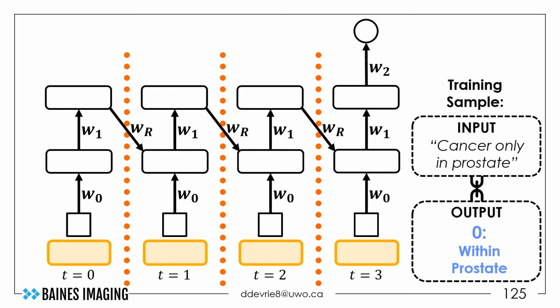Now that we have found where all the parameters that we need to optimize during training are, we can start to think about how we are actually going to, in principle, train this network. Like all other neural networks, we train using a training sample. Here, the training sample would consist of an input, maybe a sentence, "cancer only in prostate", and a known output, which in this case would be classification 0, it's within the prostate. So we would take our input, "cancer only in prostate", and feed it forward through the network with whatever values of W0, W1, WR, W2 that we have. And let's just say that value comes out to 0.61 out of our final neuron.